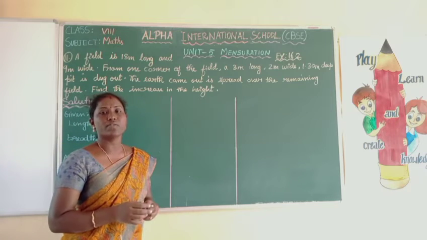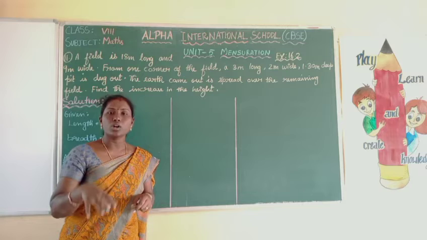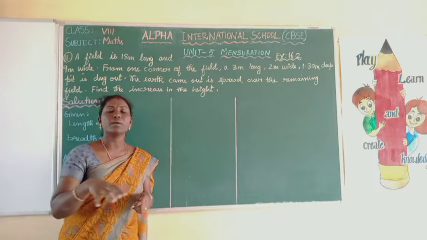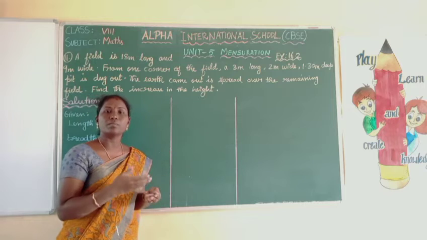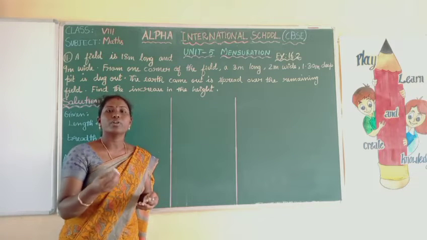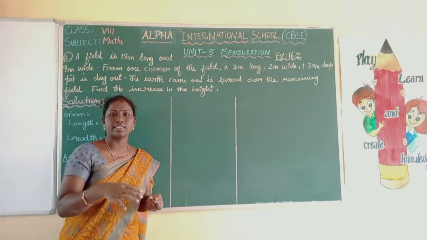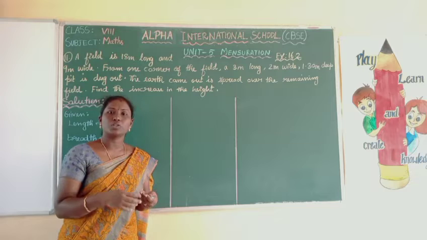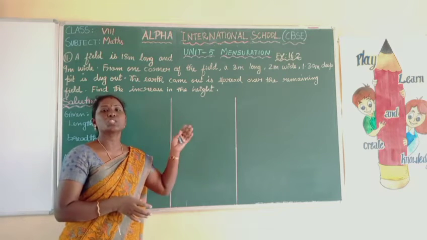What is the situation given here? There is a rectangular field. In one corner they made a pit. For the pit they gave the length, breadth and depth. Depth here represents the height. For saving rainwater or making fertilizer compost, what will they do? They will make a pit. Like that, that situation is given here.